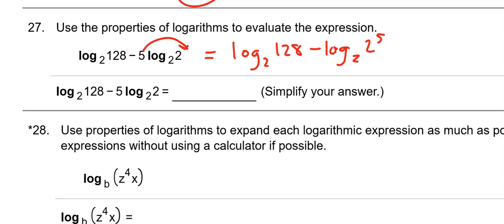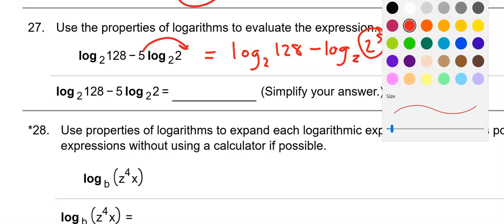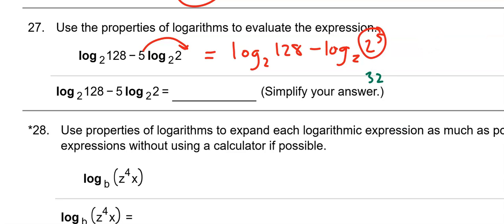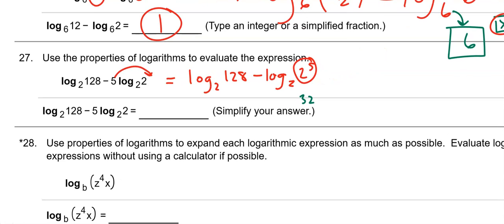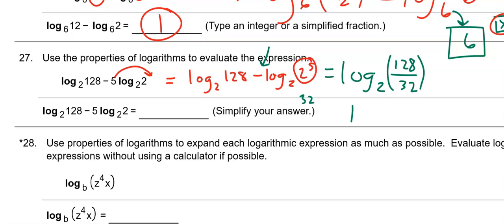Now 2 to the 5th, what is that? That's really the same thing as 32. So now I can put these two things together, right? Because I see subtraction there, that would be log base 2 of 128. So the numerator is 128, the denominator is 32. Okay, that's the same thing as, let's see, 32 goes into 128 4 times. Right, because 3 goes into 12 4 times, and 2 goes into 8 4 times. Okay, makes sense.